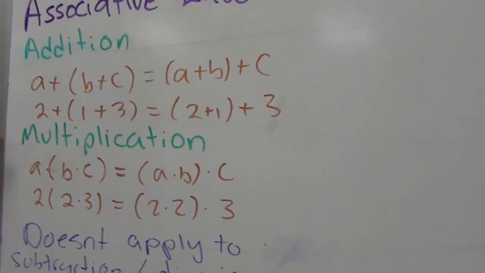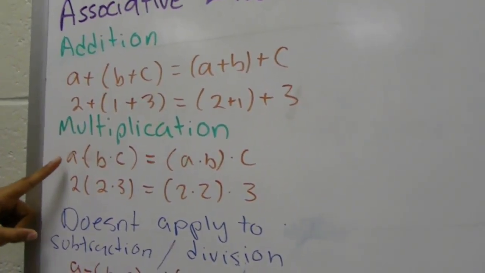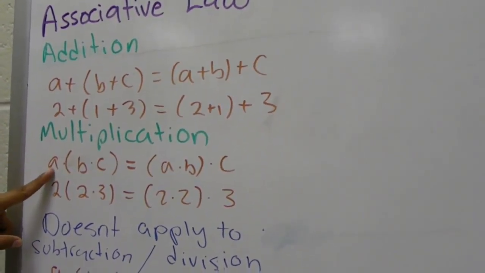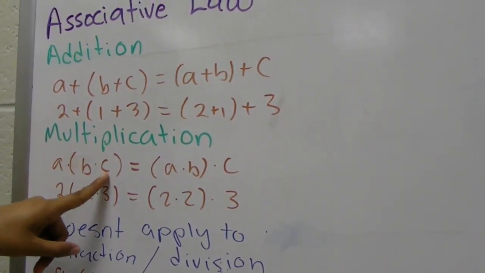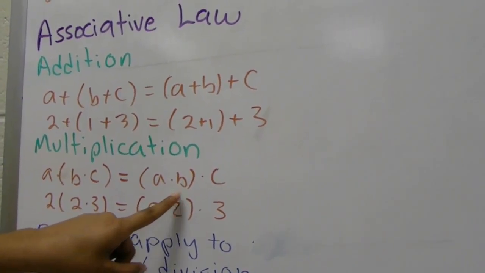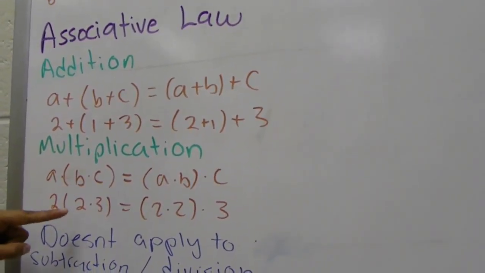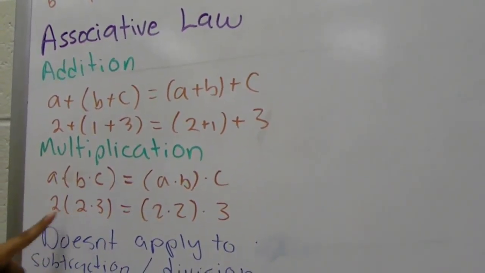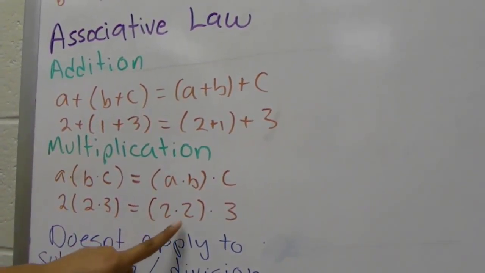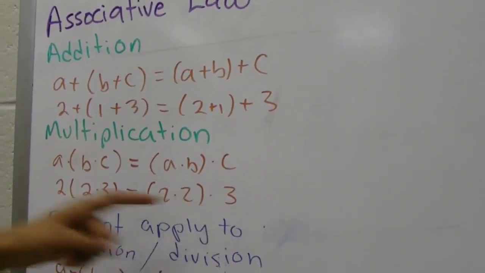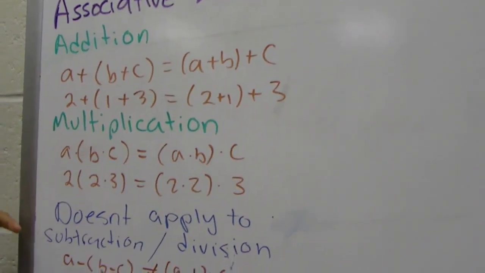In the case of multiplication, we can apply the same law. So we have three elements: A times B times C is the same with either grouping. And here we have an example: 2 times 3 is 6, times 2 is 12; 3 times 2 is 6, times 2 is 12. It gives us exactly the same answer.